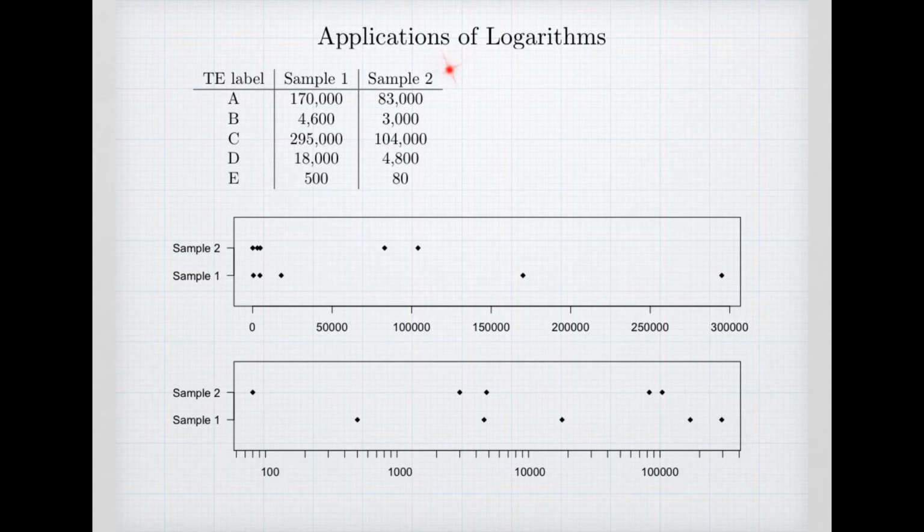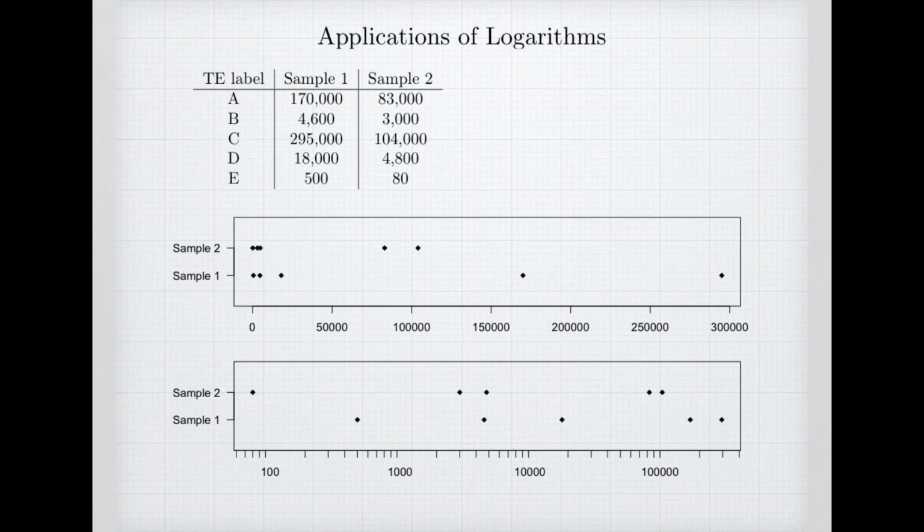So this is not real data. I can't share that in this particular video, but the order of magnitude is the basic idea. So I have 5 sample transposable elements, and I'll name them A, B, C, D, and E. And so we have 2 different samples. And in sample 1, I have a particular abundance.